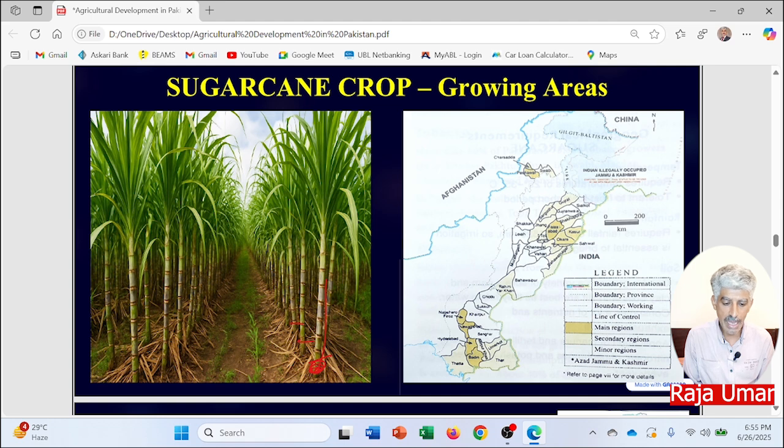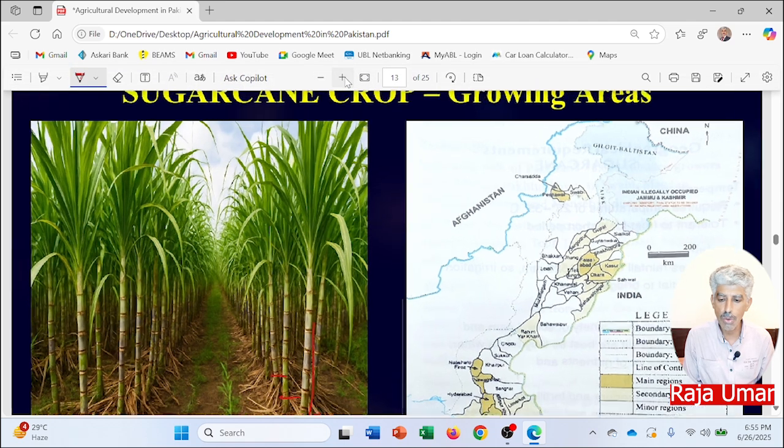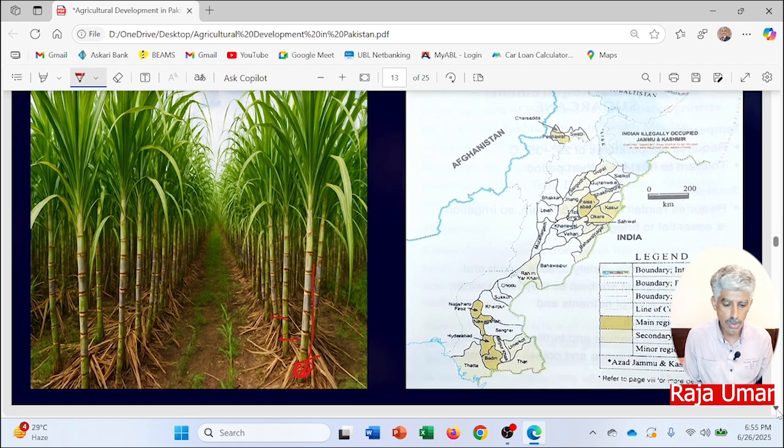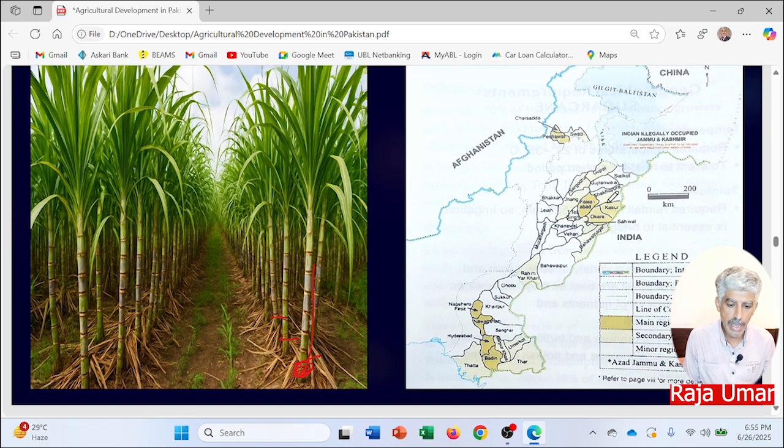So here are the areas where sugarcane is grown. Zooming in, you can see the Faisalabad region, the major one, and then the secondary regions, Kasur and Okara, and then the Peshawar region in Khyber Pakhtunkhwa. As I told you, in Peshawar, Swabi, Charsadda and Mardan sugarcane is also grown, but Charsadda, Mardan and Swabi have lesser production, while Peshawar has a lot. That's why Peshawari gur is very famous.